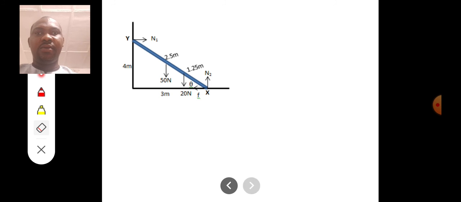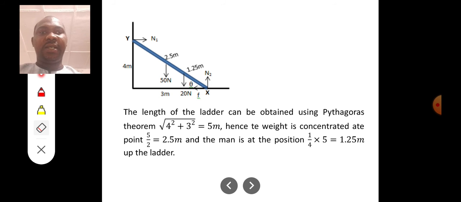The length of the ladder can be obtained using Pythagoras theorem, which is the square root of 4 squared plus 3 squared, which is 5 meters. Hence, the weight is concentrated at a point 5/2, that's at the midpoint, that's 2.5 meters. And the man is at a position 1/4 times 5, which is 1.25 meters on the ladder. I've shown you that.